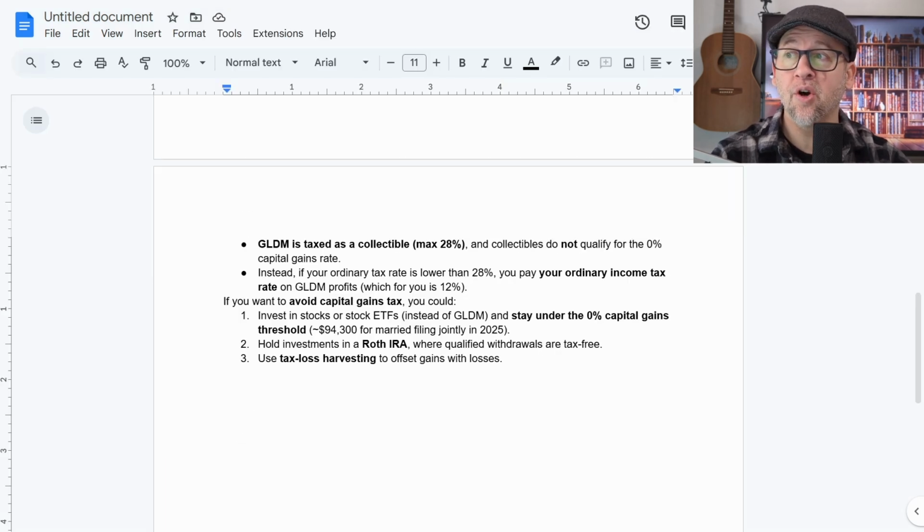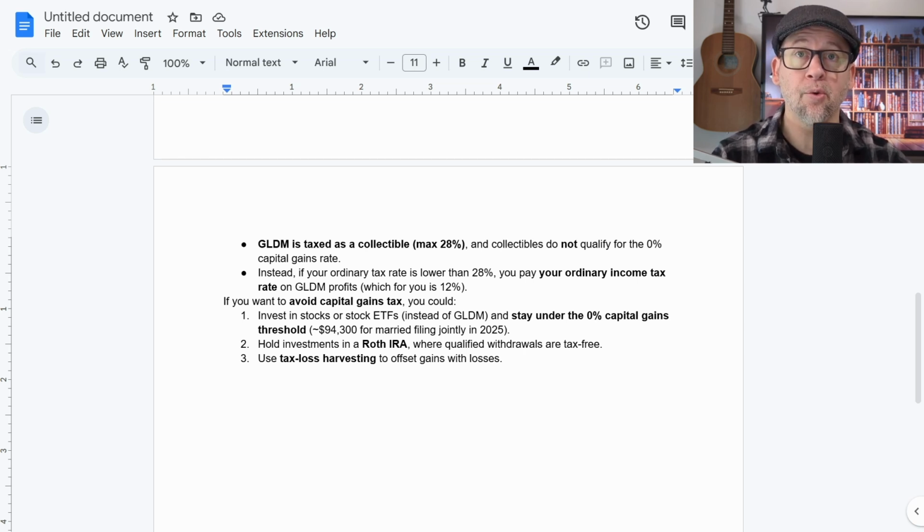To continue on with GLDM, it is taxed at a max of 28%, and collectibles do not qualify for the 0% capital gains rate. Instead, it will be at your ordinary tax rate. So if it's below 28%, you will pay that. You will pay the ordinary income tax rate on GLDM profits, which for me is 12%.